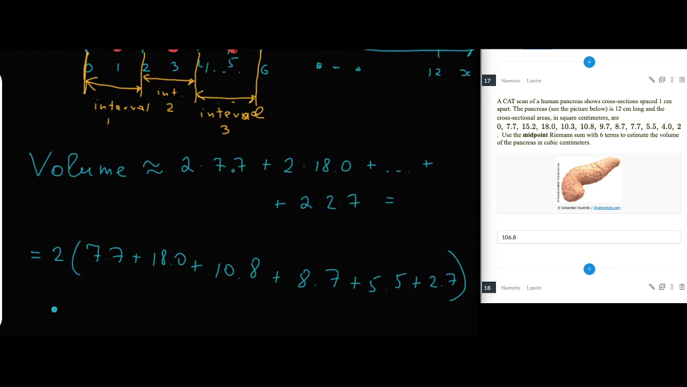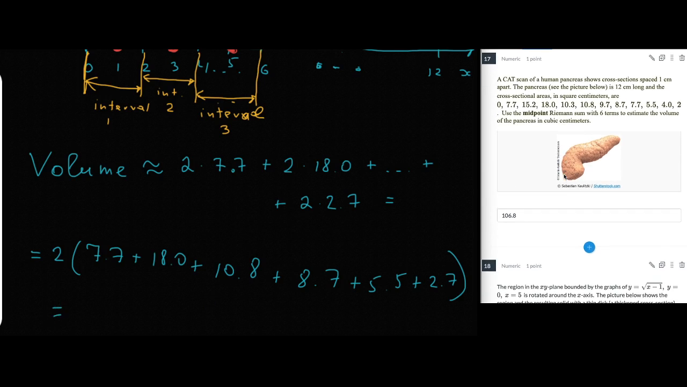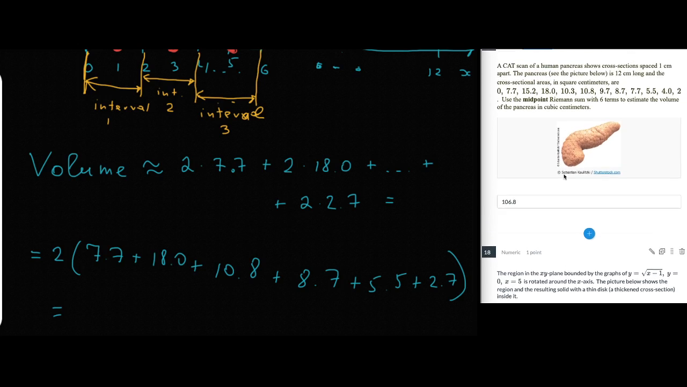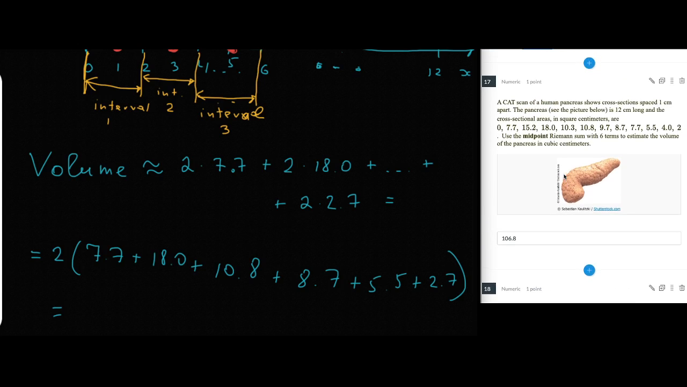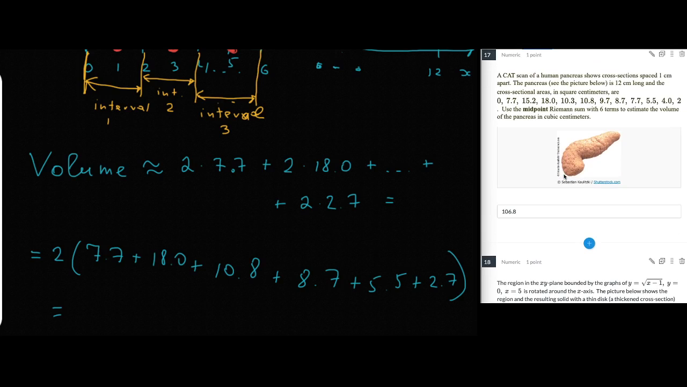Now plug this into your calculator, and the problem is asking us to round. Yeah, let's round it to 1 decimal place. So that will come out to be 106.8 cubic centimeters. Okay, so that's how you will approach this problem.